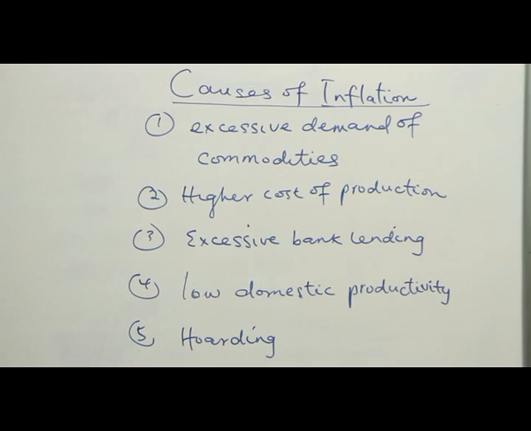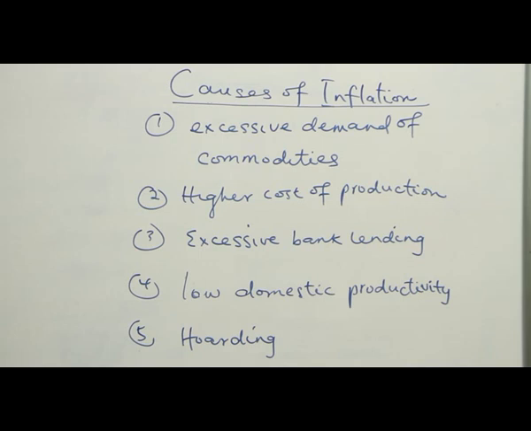The fourth one, low domestic productivity. If in an economy there is no increase in their productivity, then there will be low production. So low production in the domestic economy can cause inflation, because the people in the economy are demanding for more, and once there is no increase in supply, then the price of the commodity will increase. So on the long run, we now have what we call increase in prices in general, at the general level. So low domestic productivity can cause inflation once supply cannot meet demand in such an economy.